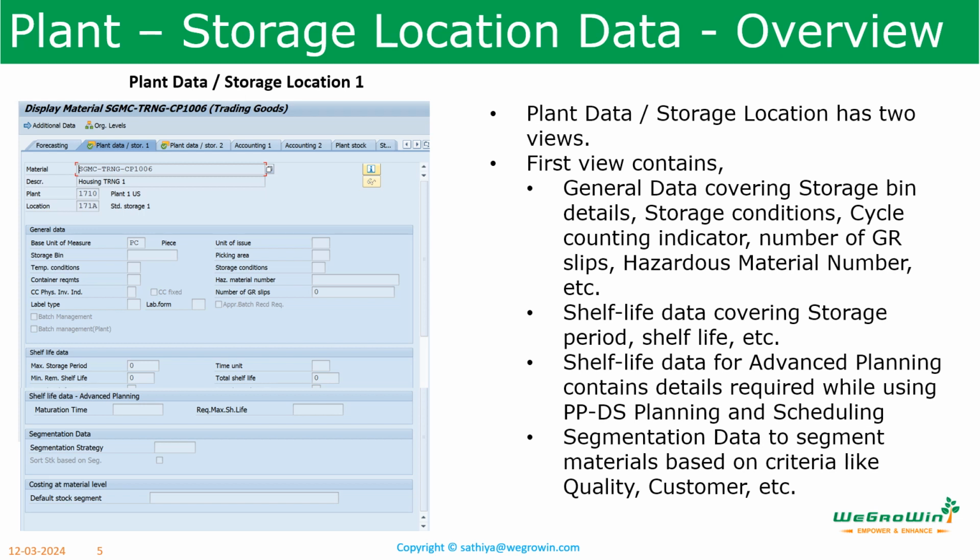Plant data storage location has two views. The first view contains the general data covering storage bin details, storage conditions, cycle counting indicator, number of GR slips, hazardous material number, etc. Then we have shelf life data covering storage period, shelf life, etc. After this, we have shelf life data for advanced planning, which contains the details required while using PPDS planning, that is a detailed planning and scheduling process. And then we have the segmentation data to segment the materials based on criteria like quality, customer, etc.